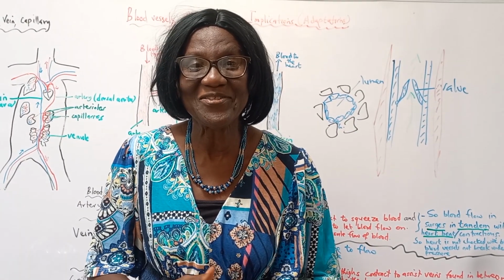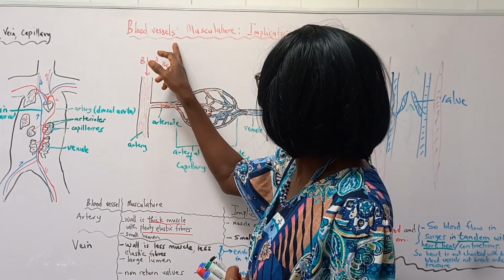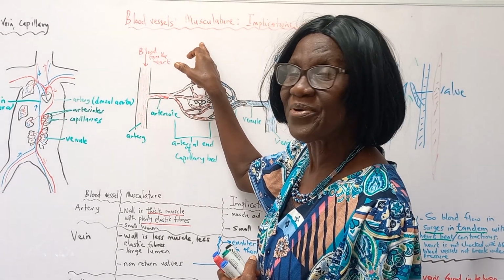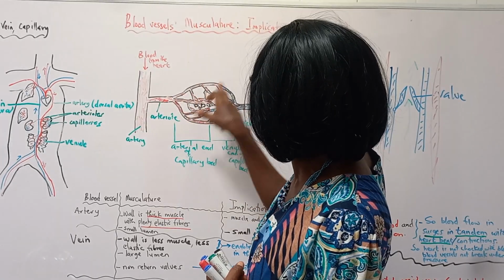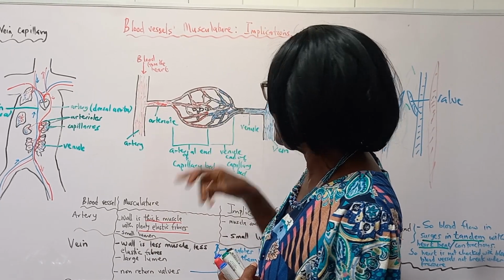Well, this is a very short one. In our next lesson, we are going to look at blood vessels, not musculature, but size and pressure in the blood vessels and their implications. This time we'll talk about the arterioles and the venules.